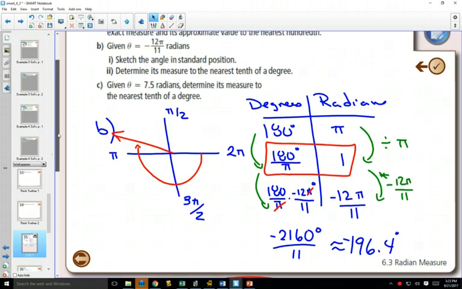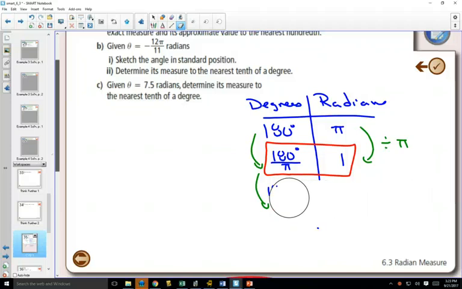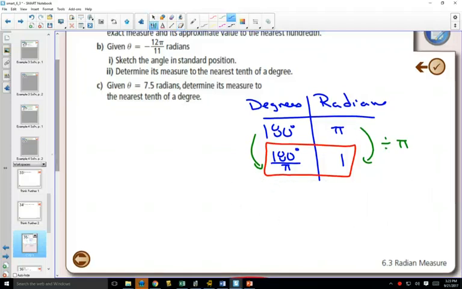Part C, given 7.5 radians, find out how much that is in degrees. So I'm going to erase this part here and this part here. Notice this would be one where you wouldn't be able to use that shortcut because there's no pi in it. It's not 7.5 pi radians, it's 7.5 radians. And because there are no units with radians, sometimes students think that the pi means radians. It doesn't. You can have pi degrees. And so with this one, we can't use the shortcut.